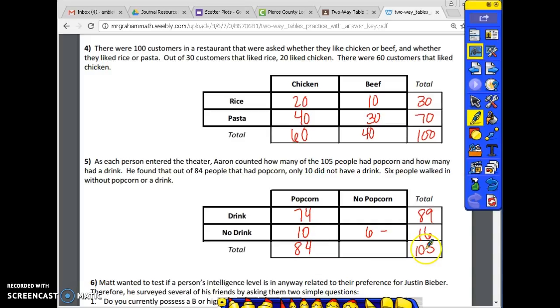If we have 105 total, and 84 of those got popcorn, then when you subtract that, 21 of them did not have popcorn. And out of the ones that did not get popcorn, only 6 of them did not get a drink. So that means 15 of them got a drink but did not get popcorn. And that is all you have to do for number 5. Look at number 6.